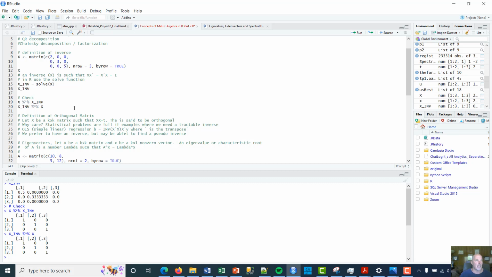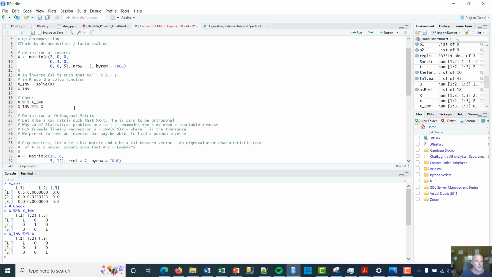So why do we even care about this? It turns out that a lot of statistical problems are full of examples where we need a tractable inverse, which means that I can, with a closed form solution, calculate it. I don't have to use a numerical or simulation approach. I can actually just use math like we just did and come up with an inverse. So a lot of problems.